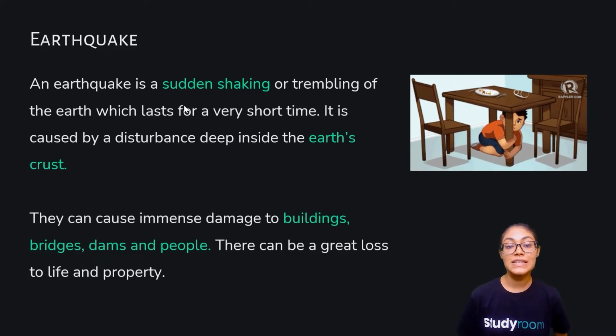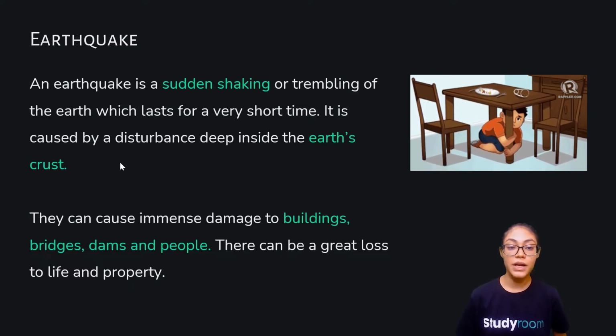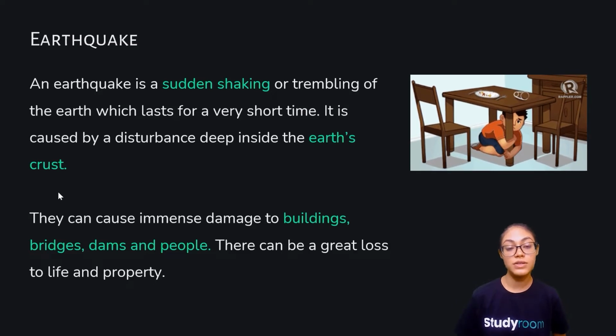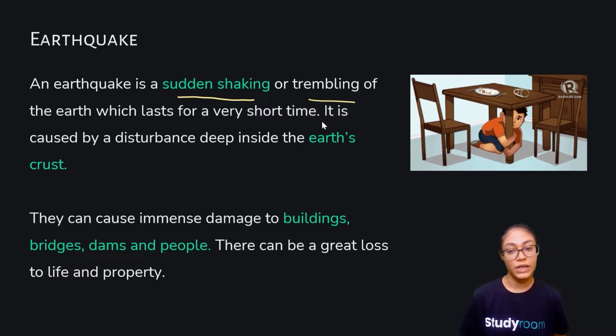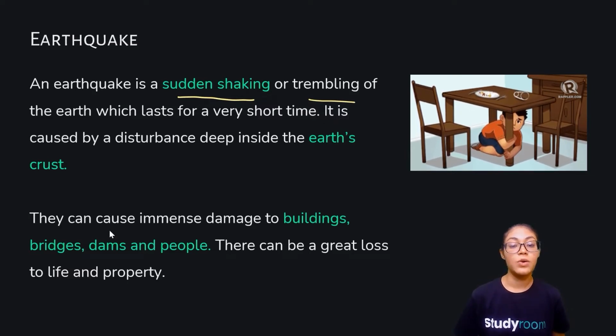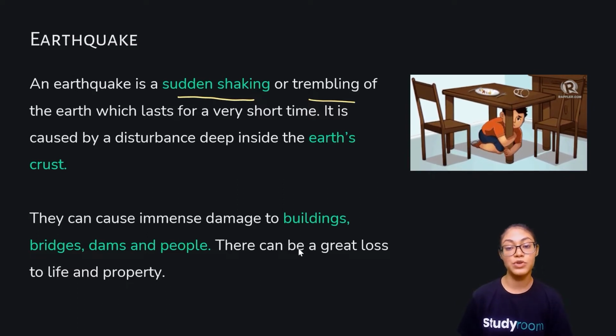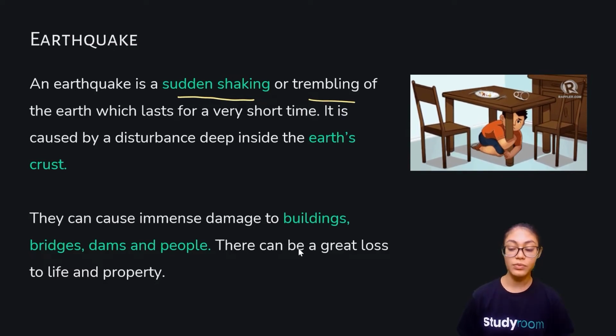An earthquake is a sudden shaking or trembling of the earth which lasts for a very short time. It is caused by a disturbance deep inside the earth's crust. So this is the basic definition of an earthquake. It is a sudden shaking or trembling of the earth and it lasts for a very short time, right? They can cause immense damage to buildings, bridges, dams, and people. There can be a great loss to life and property. So, if an earthquake occurs, there is immense damage to all life and property.